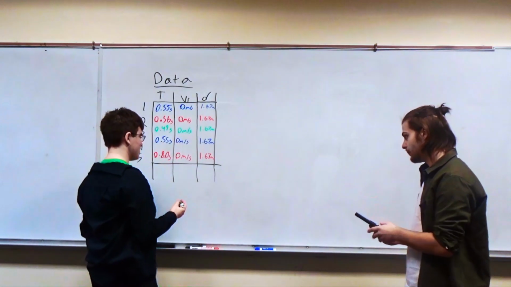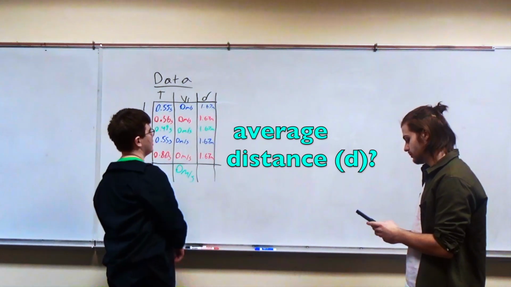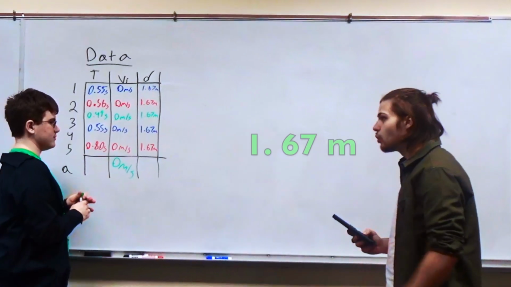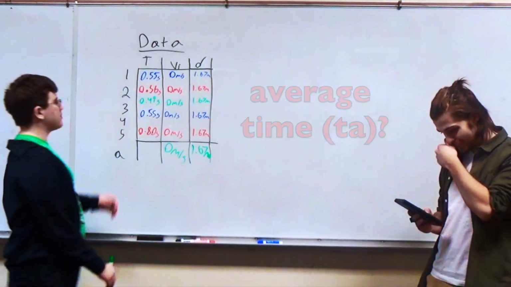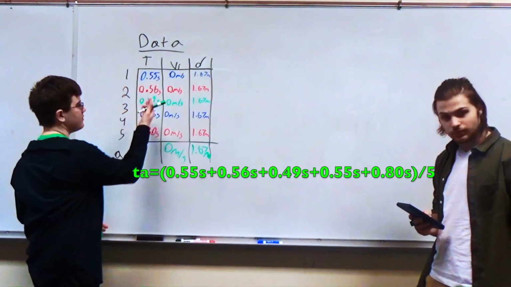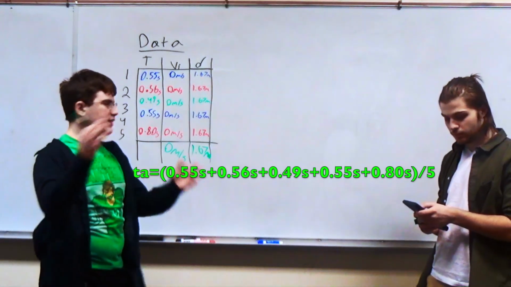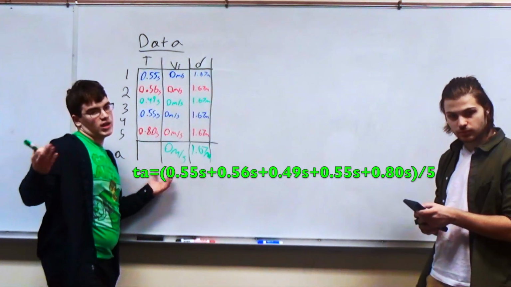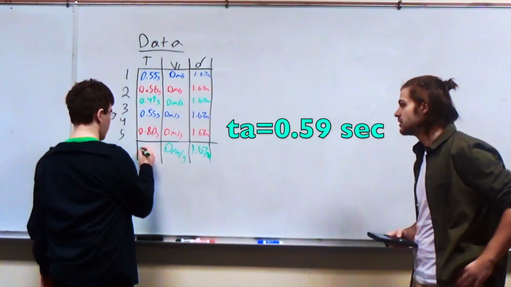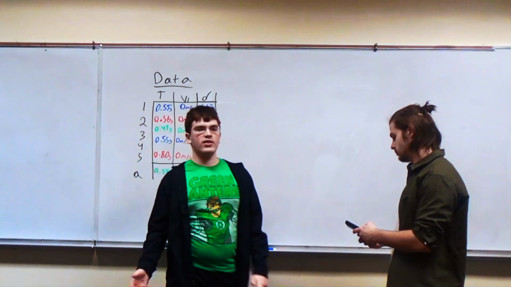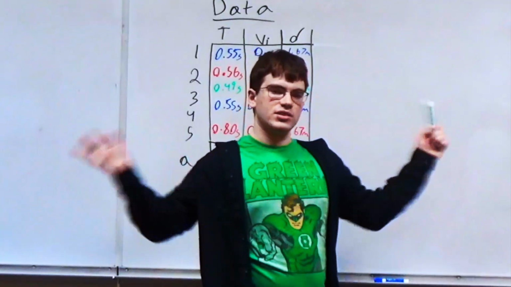I'm still calculating. 0 meters per second. Now our average distance will be 1.67 meters, and now our time measurement. We take 0.55 seconds plus 0.56 seconds plus 0.49 seconds plus another 0.55 seconds and then plus this 0.8 seconds, and we get, Lantern, 0.59 seconds. Now we are going to calculate the acceleration due to gravity using these equations.